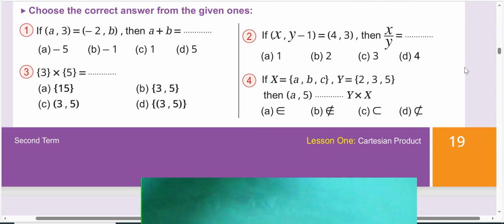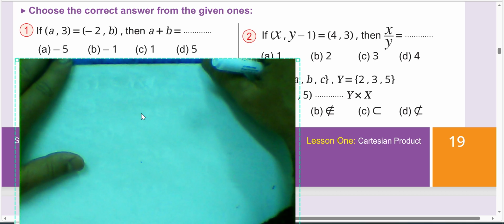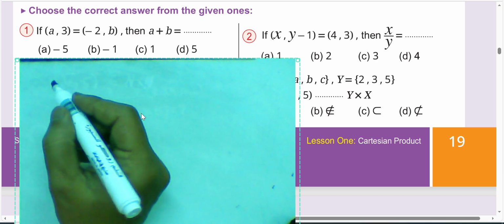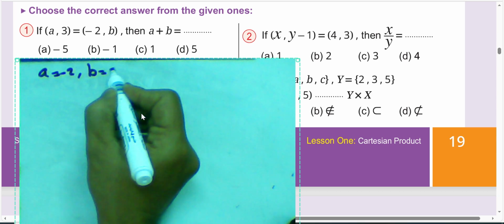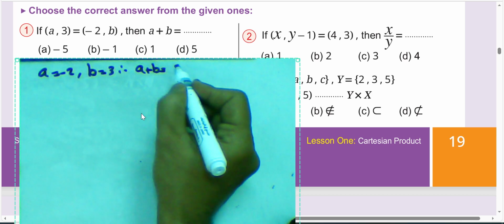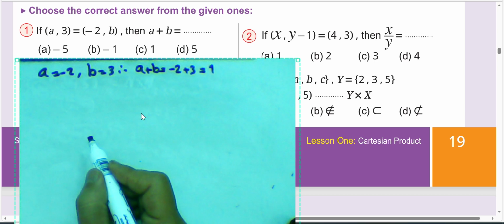Number 1, choose the correct answer from the given ones. If we have the ordered pair (a, b) equivalent to the ordered pair (-2, 3), find the value of a plus b. First projection a equals -2, and second projection b will be equal to 3. The value of a plus b equals, a was -2 and b was 3, 3 plus -2, it will be 1.